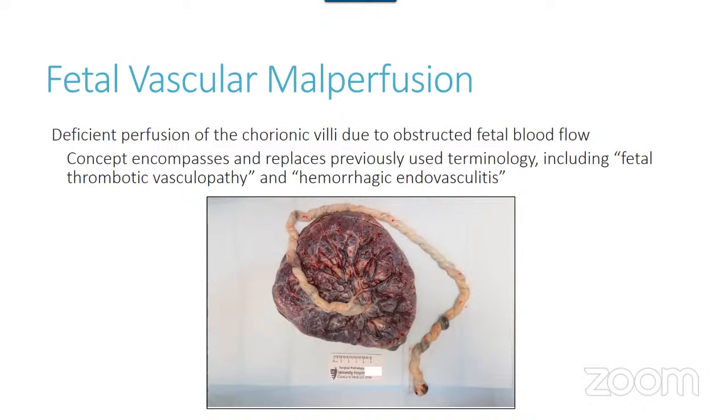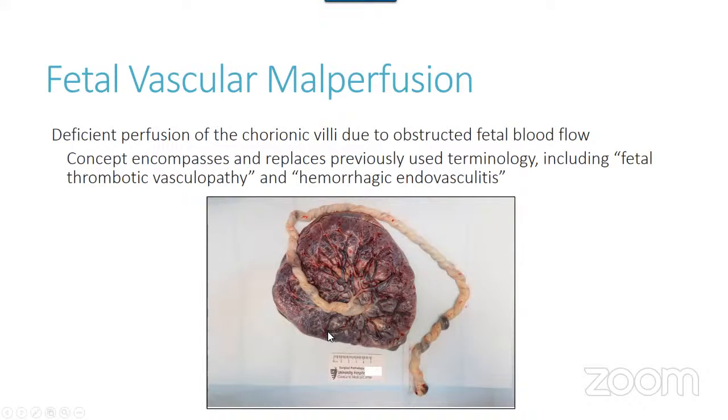We've all agreed to use this system of nomenclature and classification, so it's definitely a good thing to be familiar with. Prior to the Amsterdam classification, there were a lot of other terms being used to refer to the same concept. Some terms you might see in the older literature include fetal thrombotic vasculopathy or hemorrhagic endovasculitis. These terms are no longer used, and they all fall under the header of fetal vascular malperfusion.